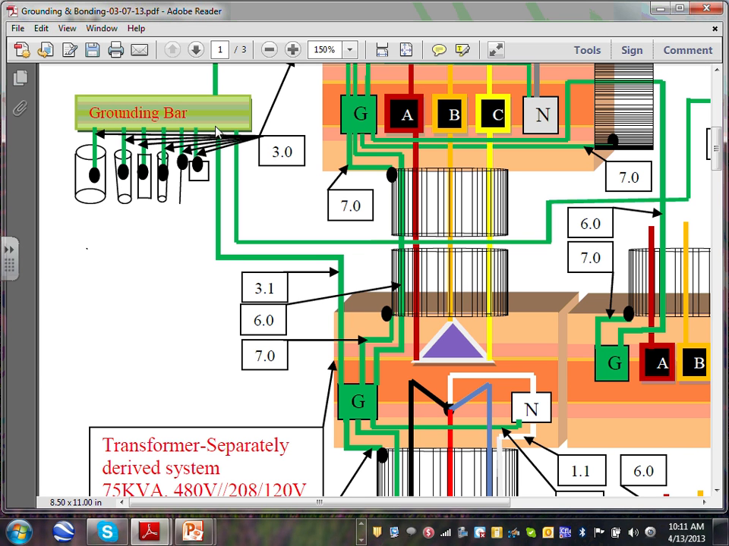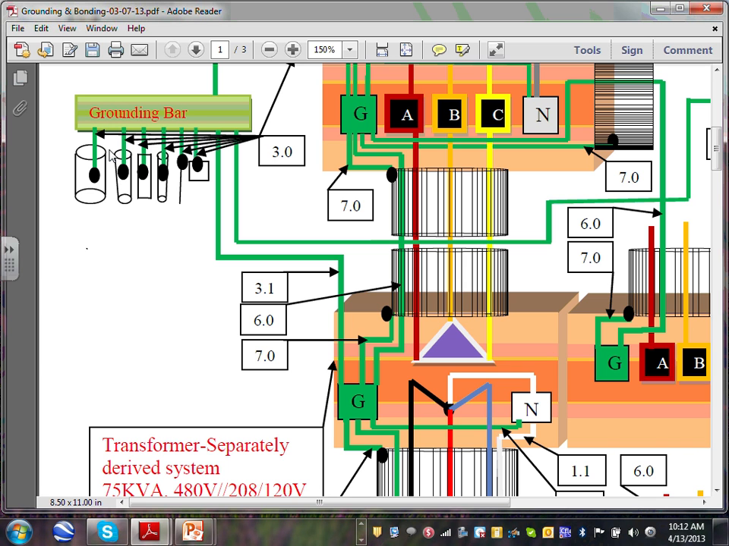If you have a separately derived system, typically you already established the grounding electrode system in the electrical room, right? It's already there. So what you do is you take a conductor, insulated, bare, or covered, a grounding electrode conductor, and you take it all the way to the grounding electrode system that you already established. That's one method.